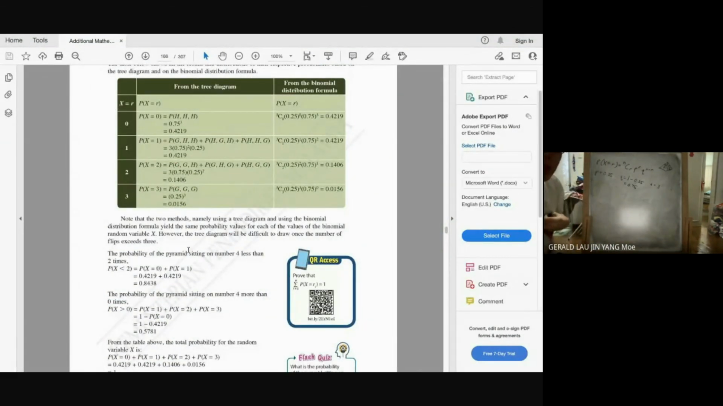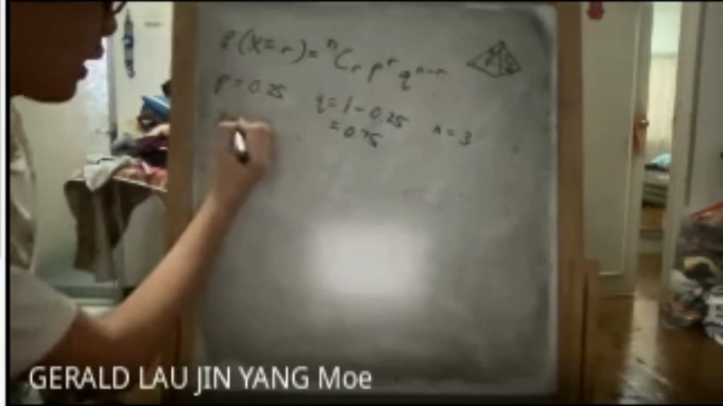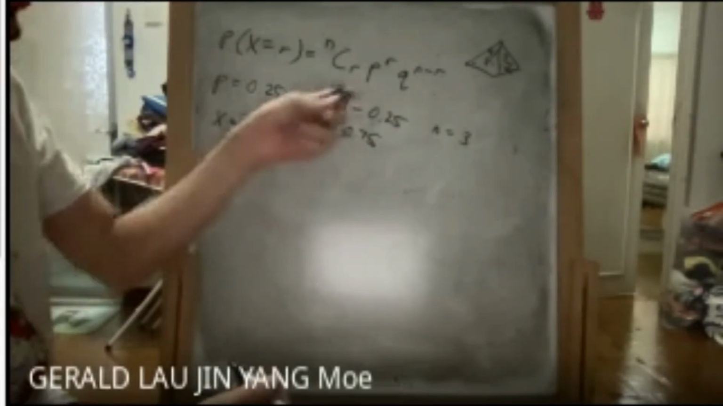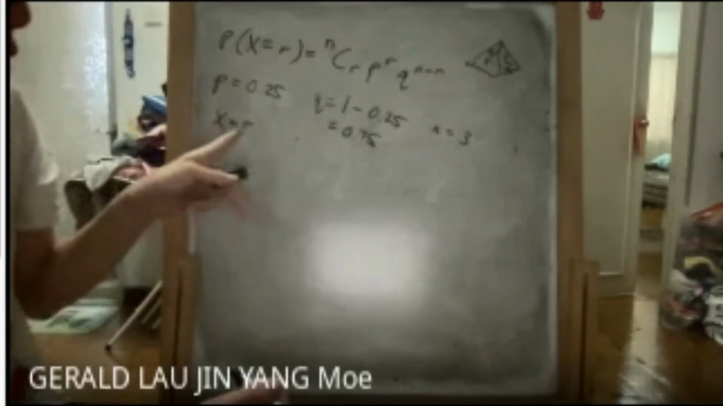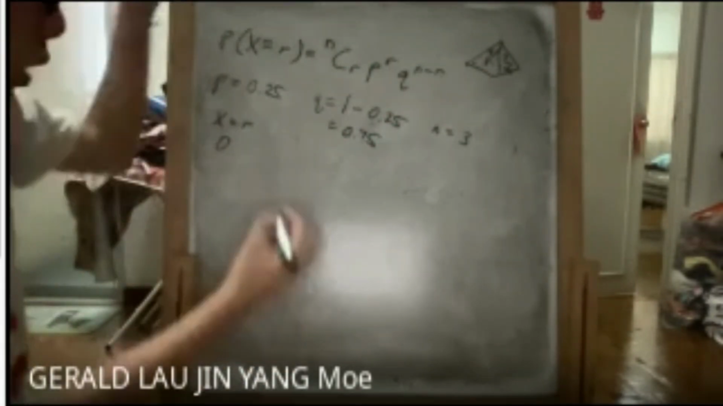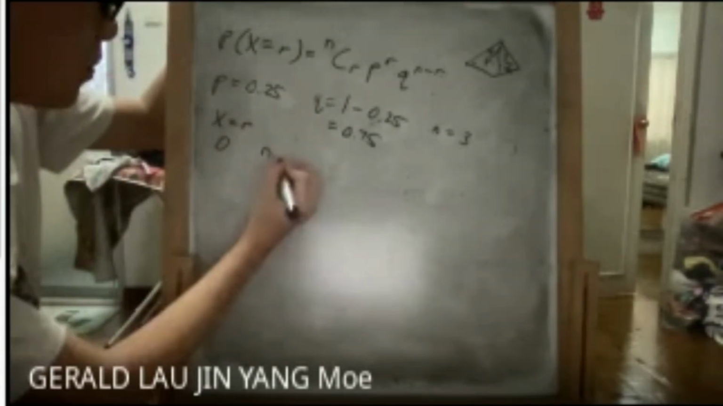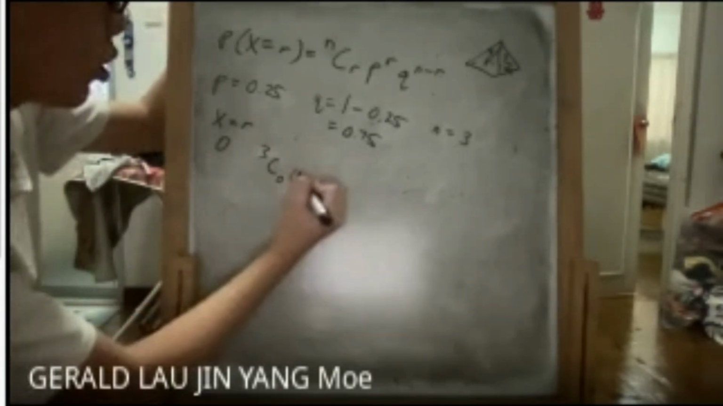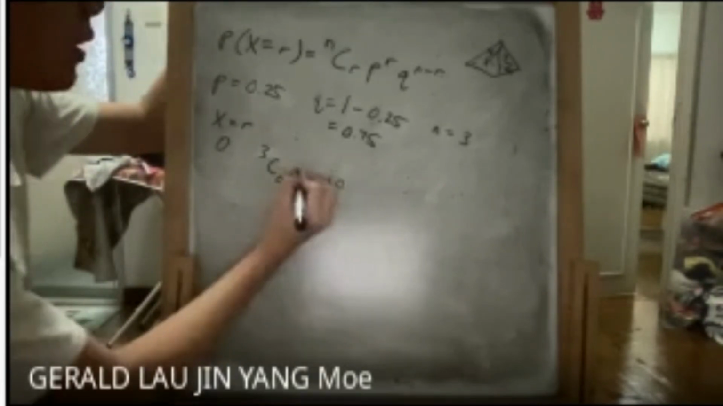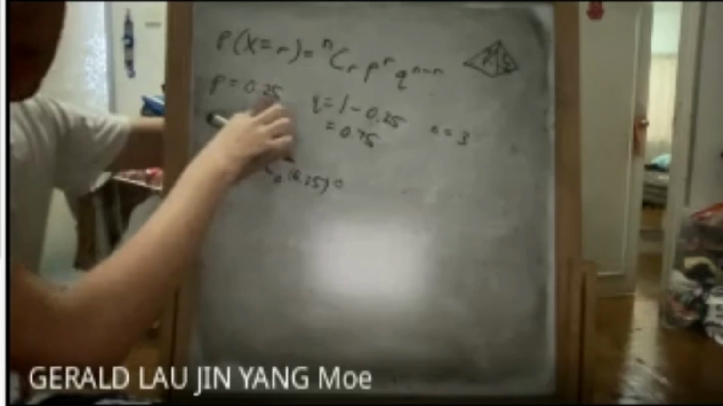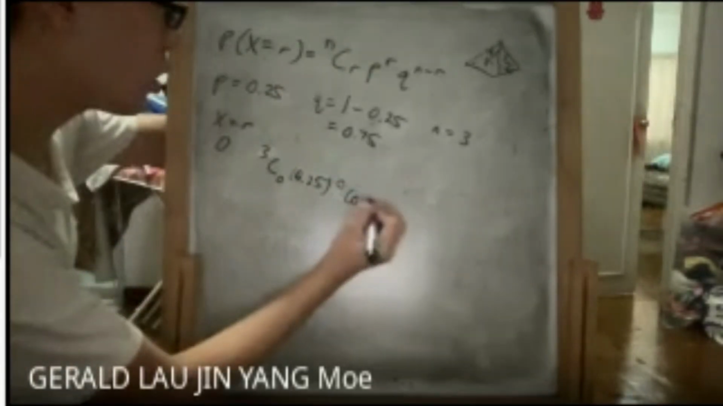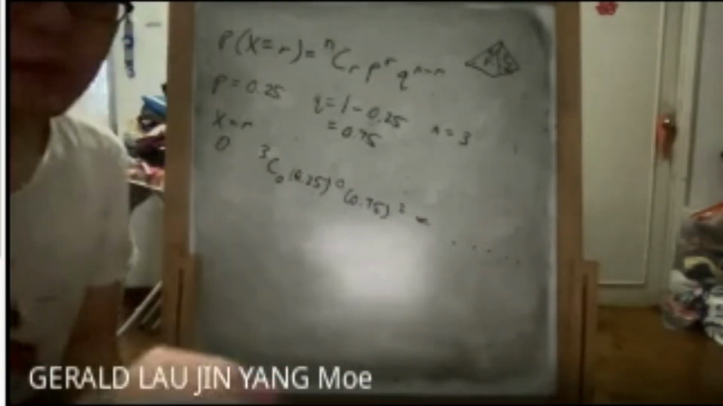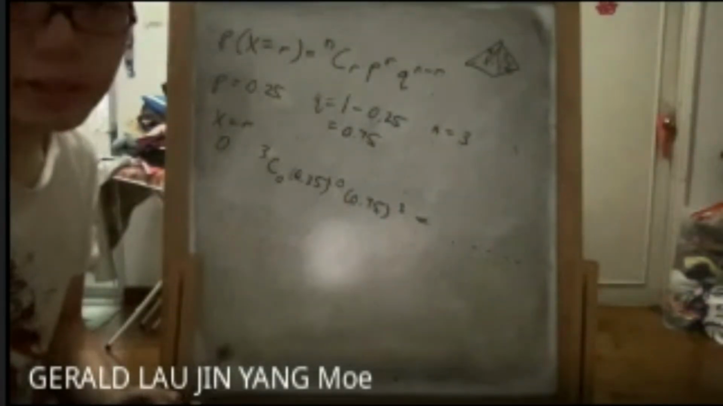When X equals R is 0, that means all the time you didn't land on the surface 4. So how do you calculate nCr? N is 3, so 3C0, type in calculator only, 0.25 to the power of 0, because you didn't achieve success. You all failed, you failed 3 times, so 0.75 to the power of 3. Then you press calculator, this is your probability. Can you understand?